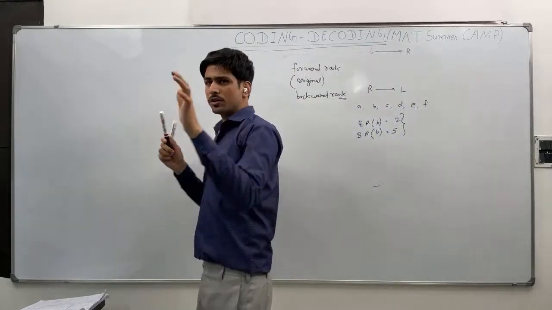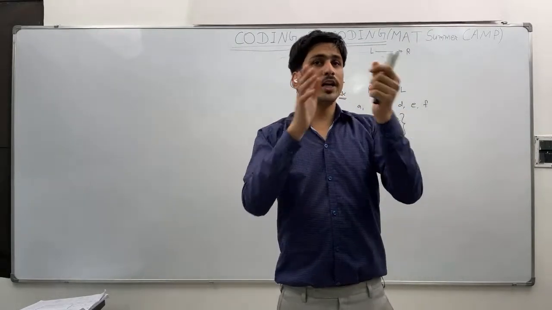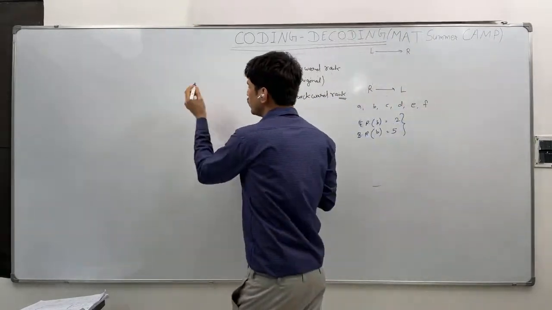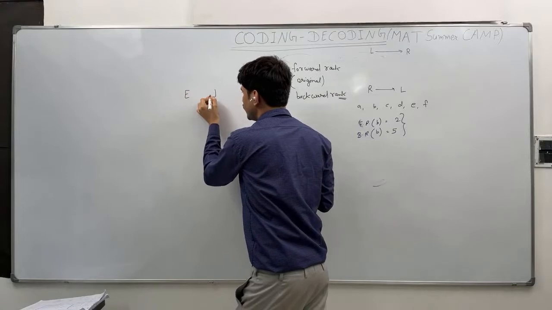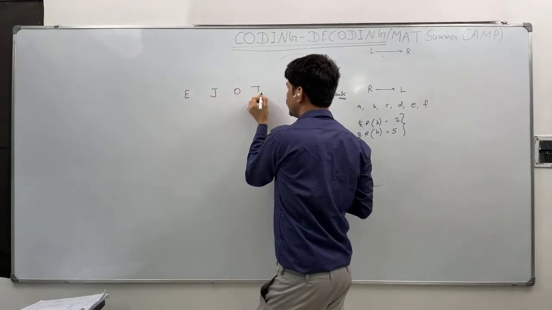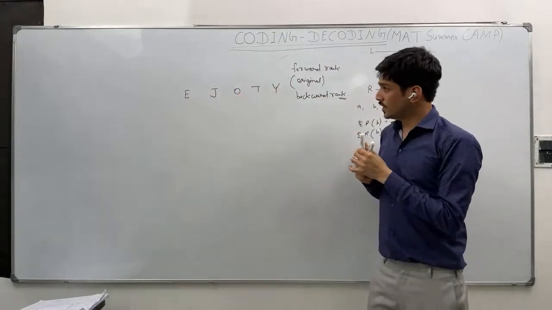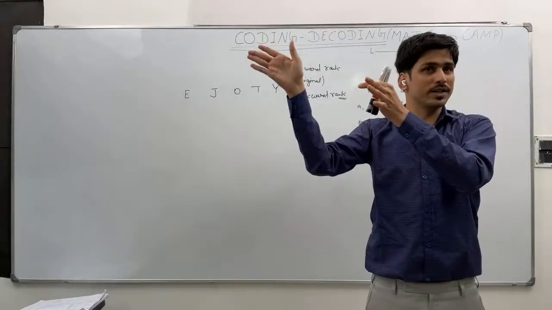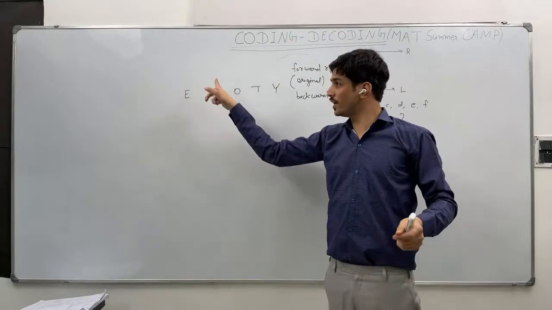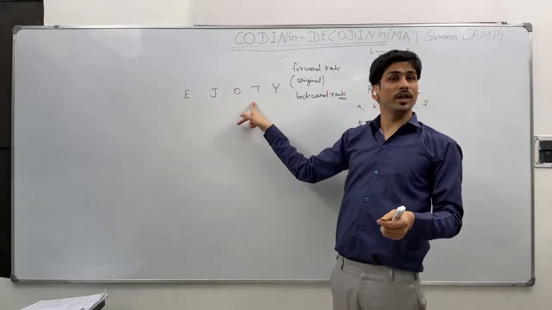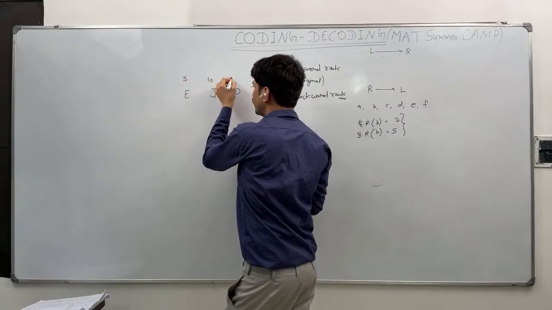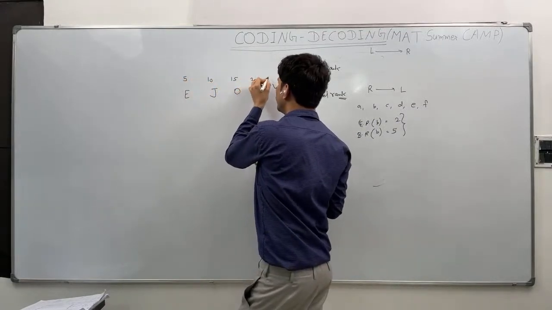So first of all, we have some method. How many alphabets are there? Total 26. So I'll divide that into 5 parts. So you see E, J, O, T, Y. Remember this word E, J, O, T, Y. What I have done is I have divided into 5 parts, right? So this will come at 5, 10, 15, 20 and 25.